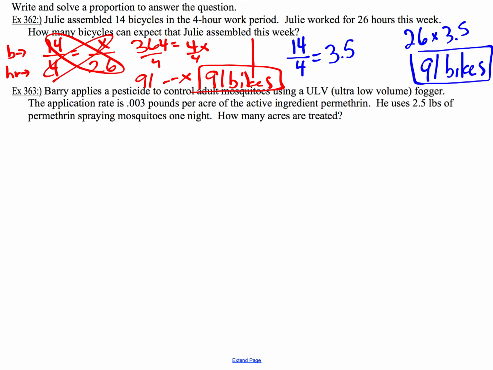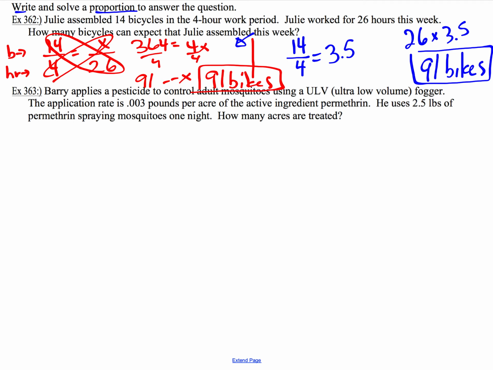Both are valid. But the problem says to write and solve a proportion. So this is the intended method in red. I just wanted to make note that that blue method is okay if you're not specifically being told to practice this method. Okay, example 363.